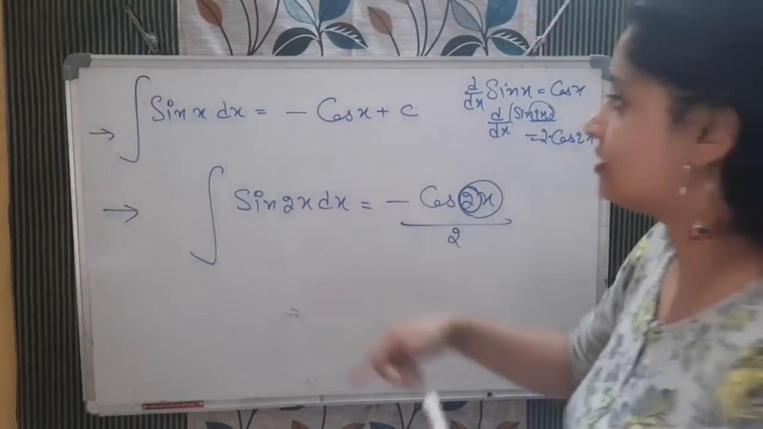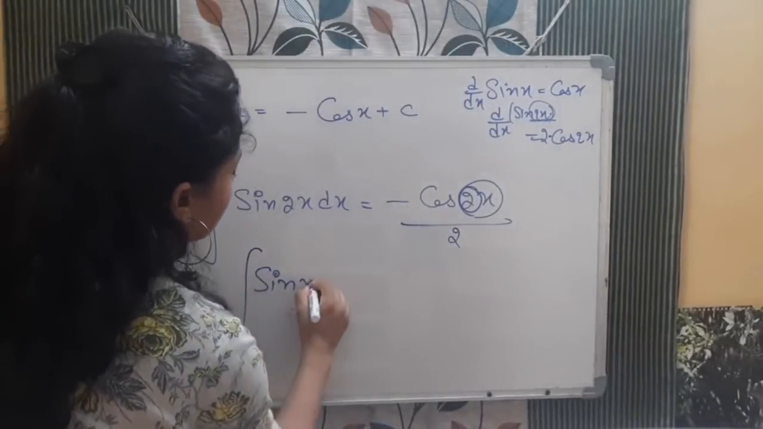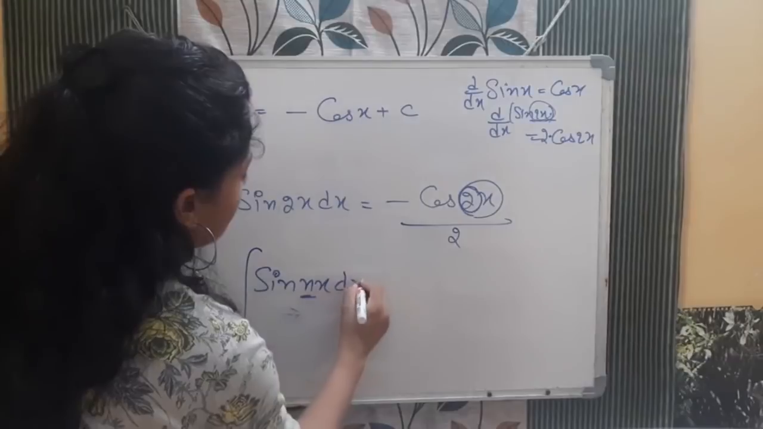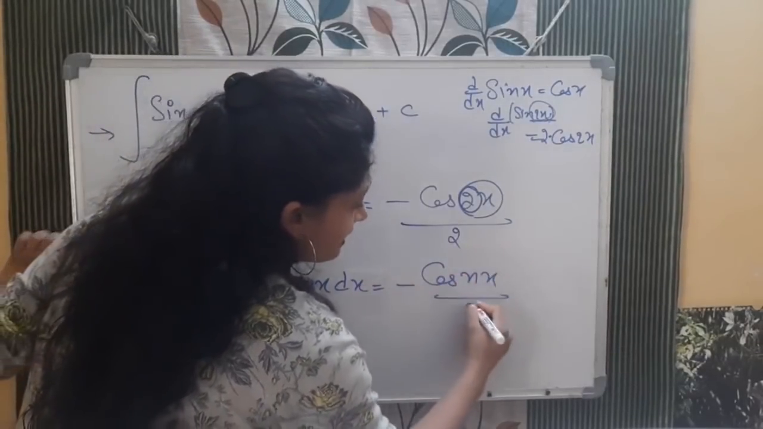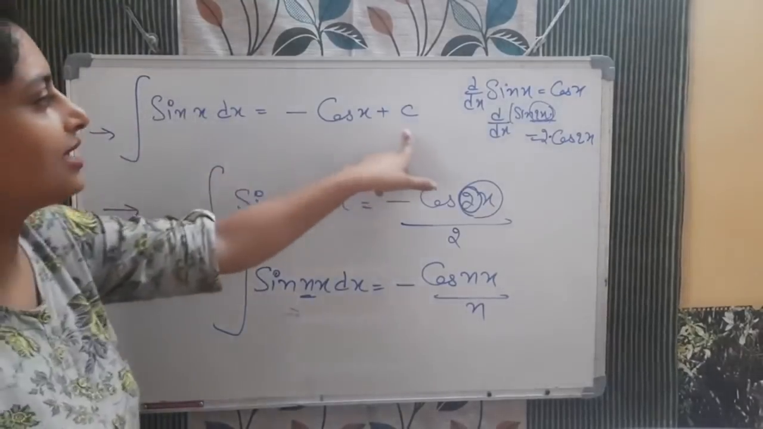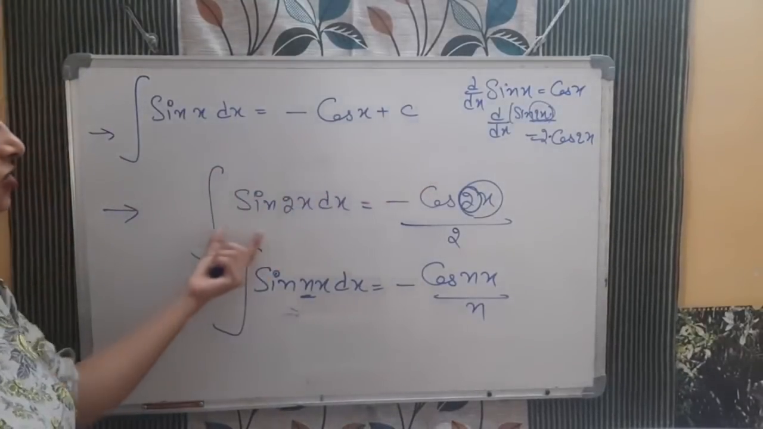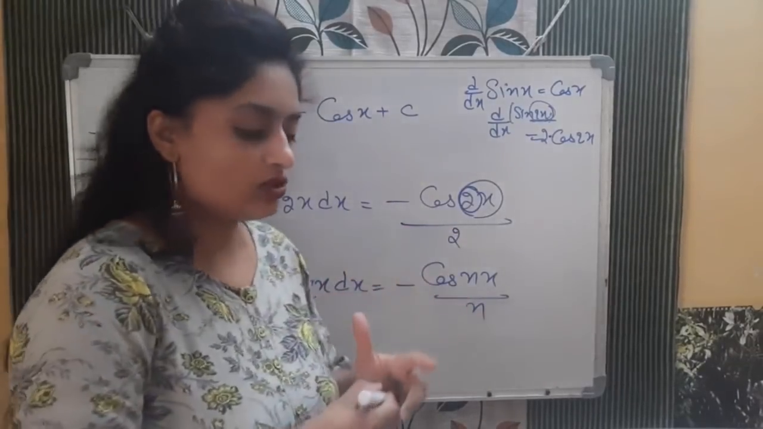Whatever the value here, if I do it this way, sin nx, whatever the value is here, n dx, it will be like this: minus cos nx divided by n. So in this case, what was the value of n? 1. So divided by 1, nothing, okay. So sin 2x dx is equal to like this, sin nx dx is equal to like this. So this was about the sin.